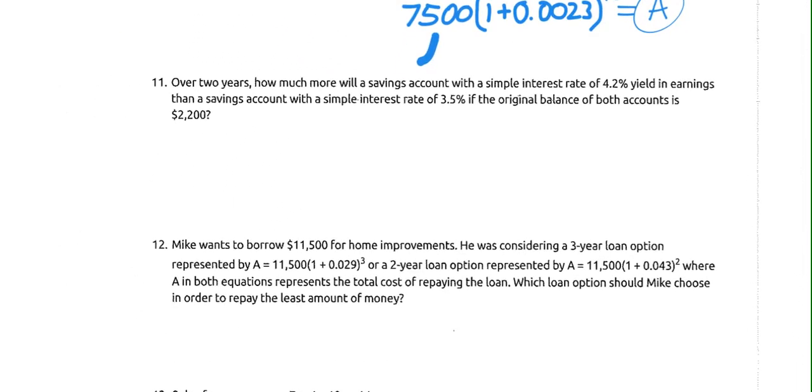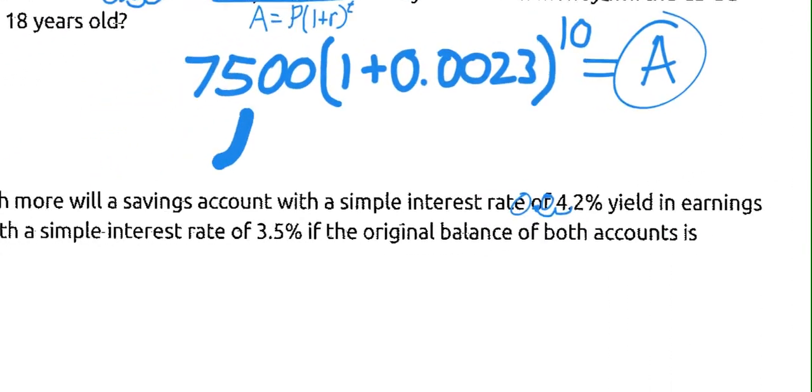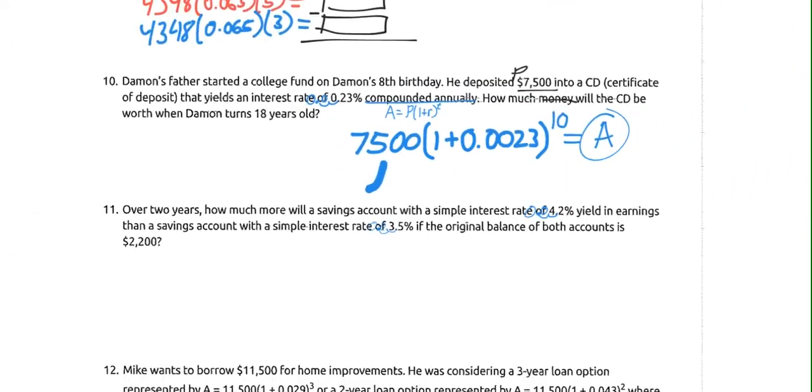All right, just a couple more and then we're done. Number 11, over 2 years, how much more will a savings account with a simple interest rate of 4.2% yield in earnings than a savings account with a simple interest rate of 3.5% if the original balance of both accounts is $2,200? Okay, same basic gig. Take the percents, move them over 2 places, over 1, 2. So this first account is going to be 0.042. The other one, move it over 2 places, so over 1, 2. There's my decimal, 0.035. They gave us our principal, that $2,200.